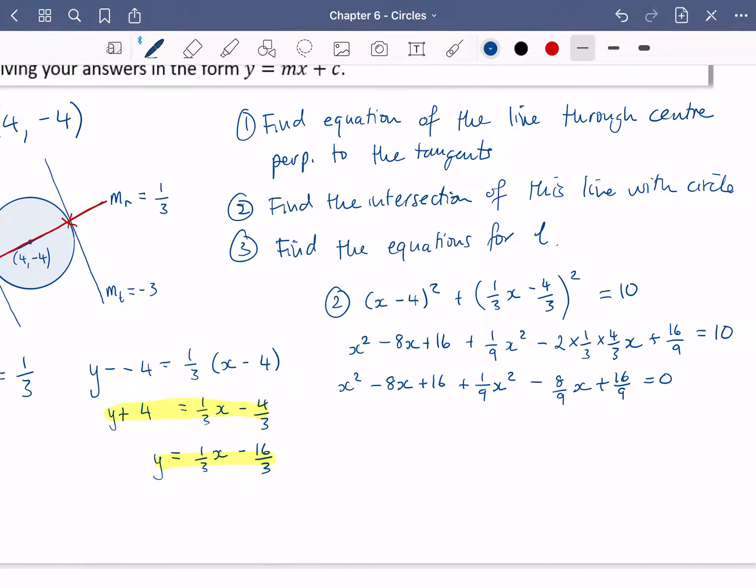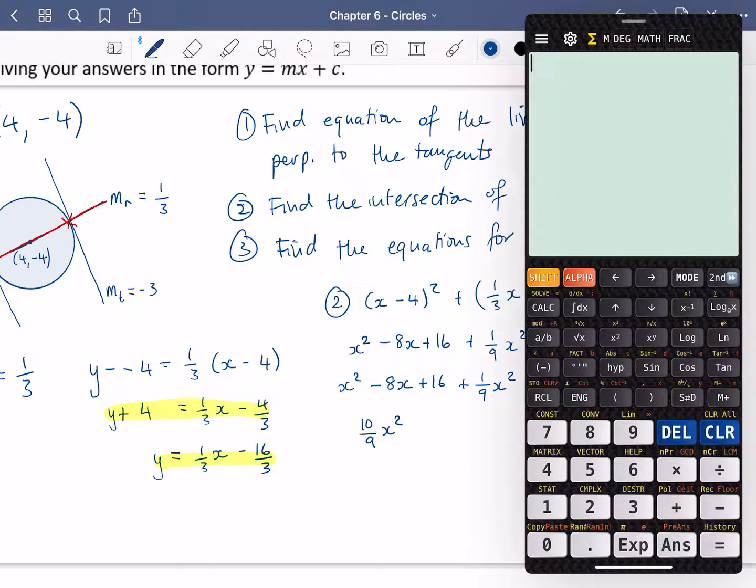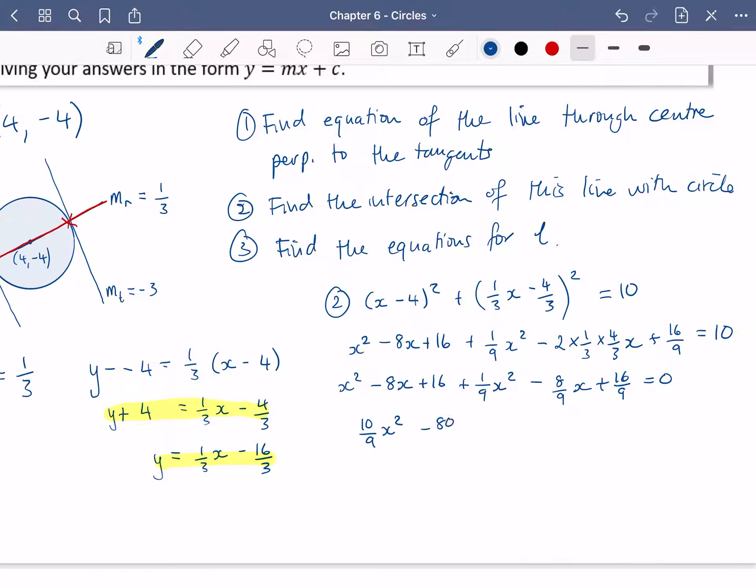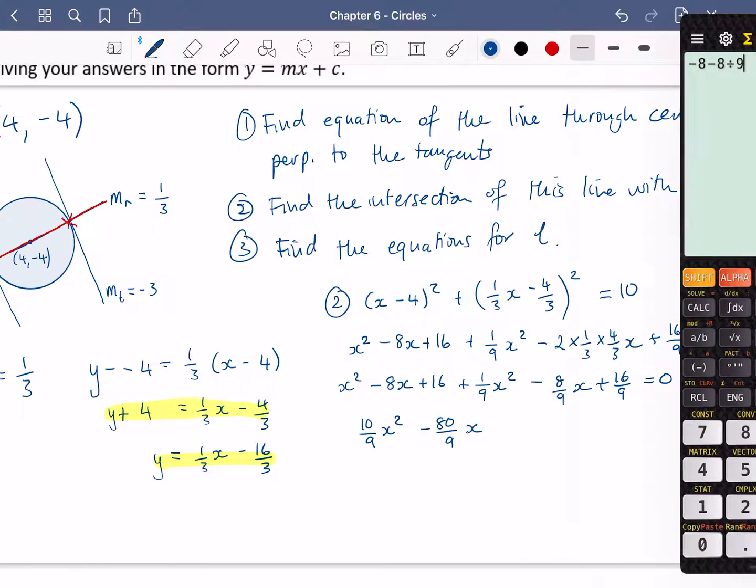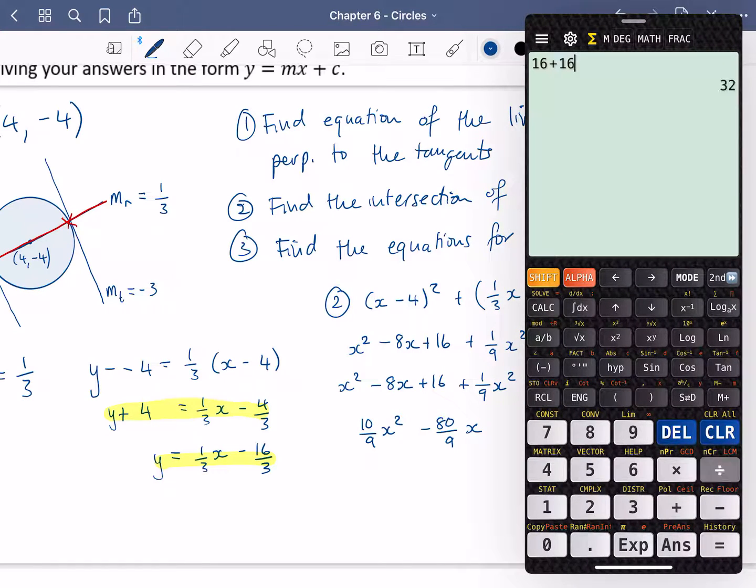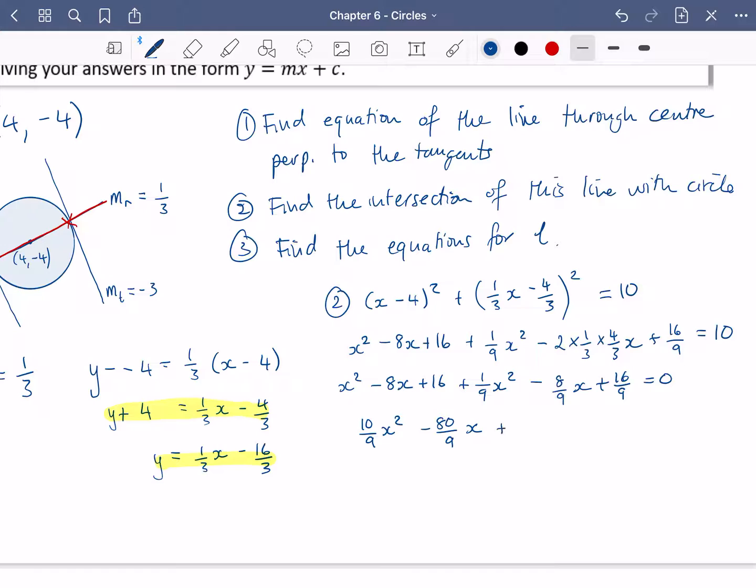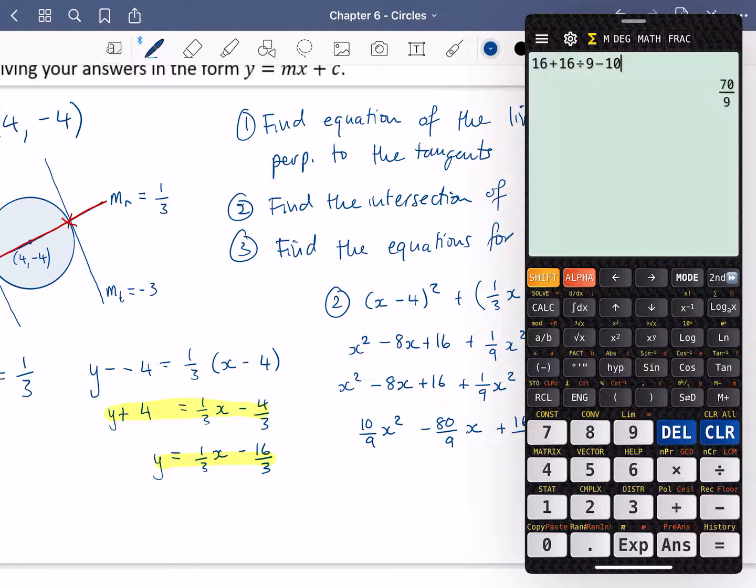So adding all of these bits together, we've got x squared plus 1/9 x squared is 10/9 x squared. And then the next bit, I've got minus 8 minus 8/9. So that's minus 80 over 9 x. And then I've got 16 plus 16 over 9. So that's 160 over 9. We could have maybe multiplied everything by 9 at one stage. That might have made things a bit easier. Whoops. And this isn't equal to 0, is it? It's actually equal to 10. So really what I should have done is I should have subtracted 10. So let's just subtract 10 as well. So 70 over 9.